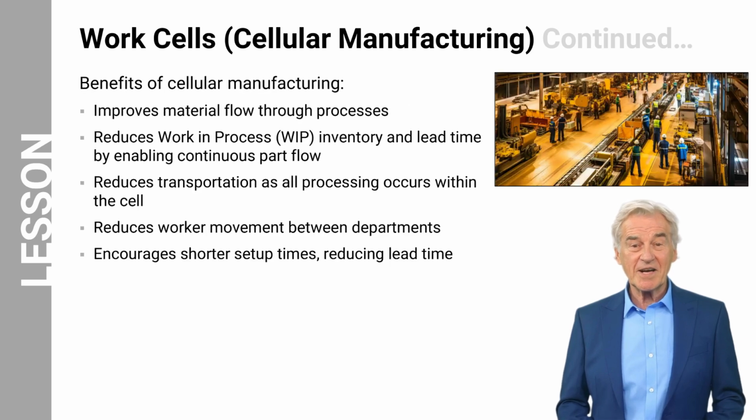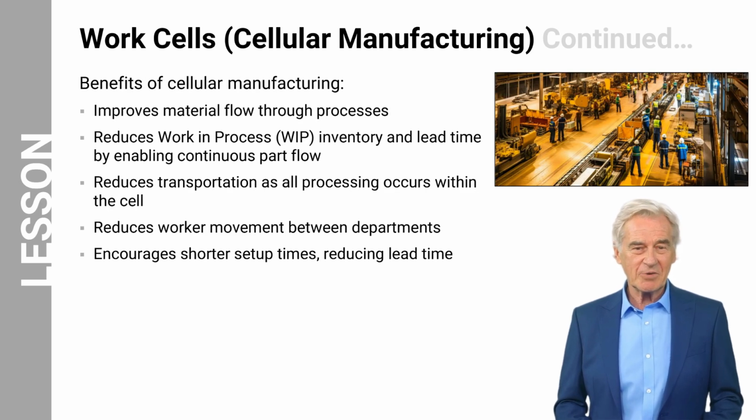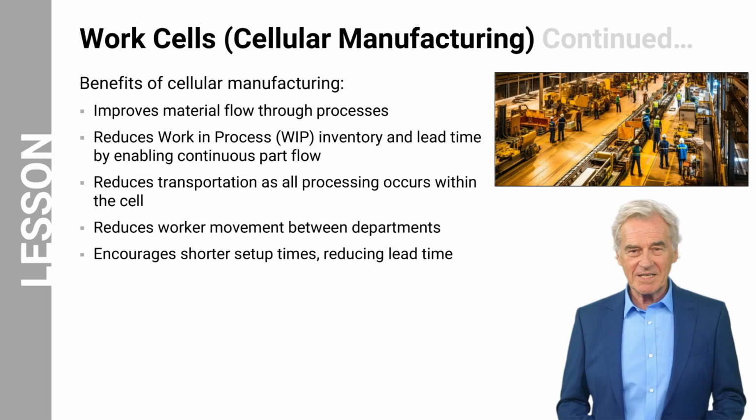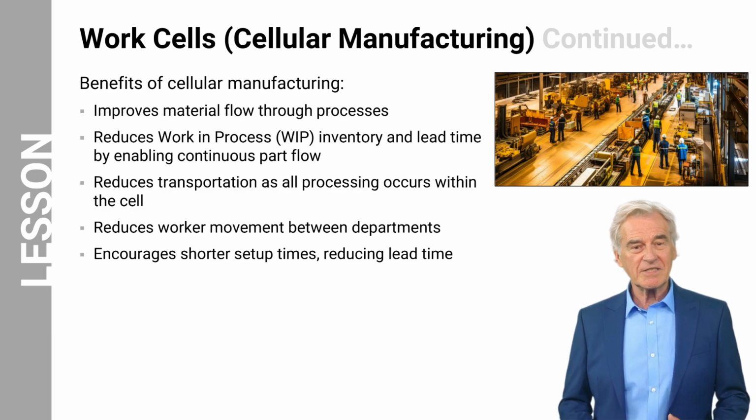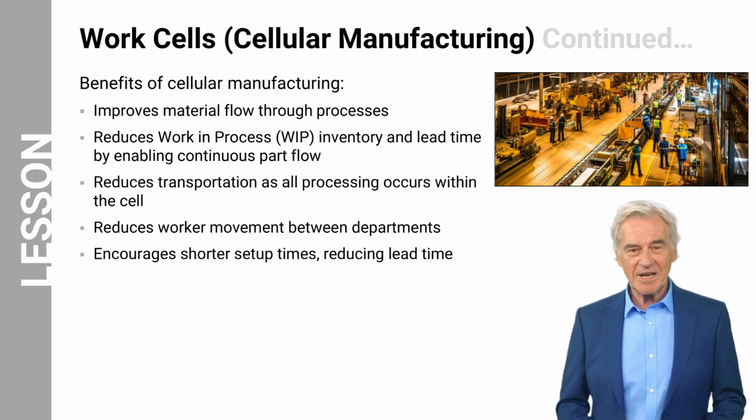Cellular manufacturing offers several key advantages in production systems. Material flow improves significantly as parts move continuously through processing steps until completion, virtually eliminating work-in-process inventory and reducing lead times. Transportation needs decrease since all processing occurs within the cell rather than across different departments, minimizing both part movement and operator travel distance. This manufacturing approach promotes shorter setup times, which further contributes to reduced lead times.